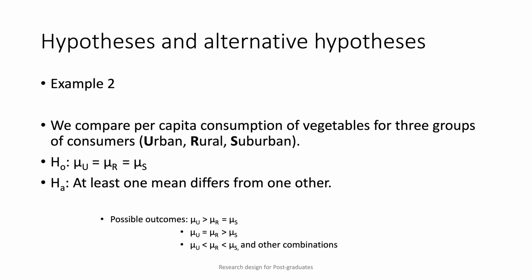So I've given a few examples in the smaller writing at the bottom. In other words, it could be U is larger than R, but the same as S. U is the same as R, but larger than S, and so on. These are the possible outcomes, but the alternative hypothesis will always be that at least one mean differs from one other.